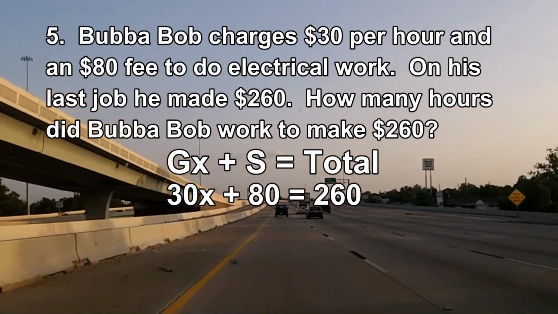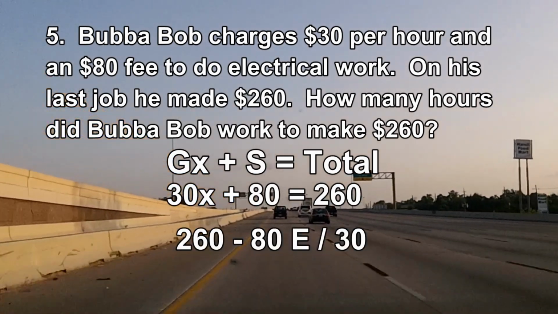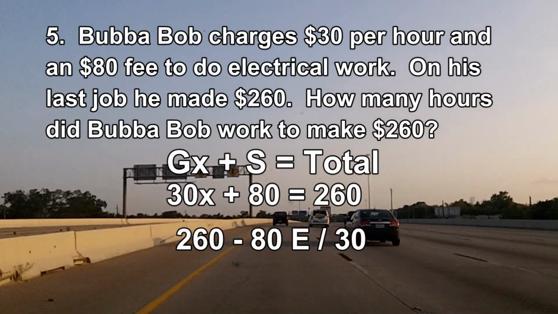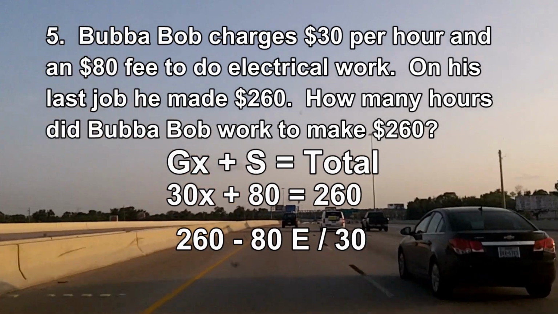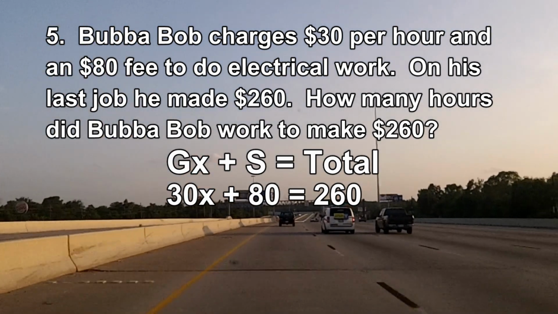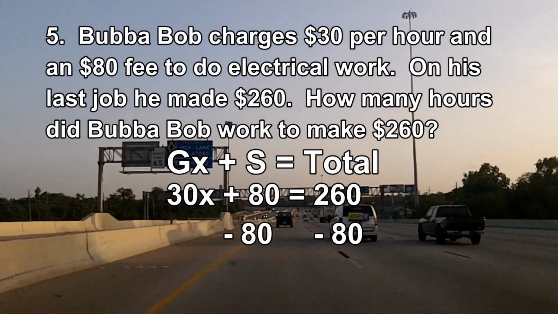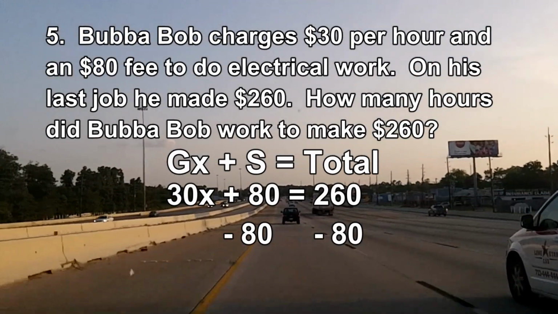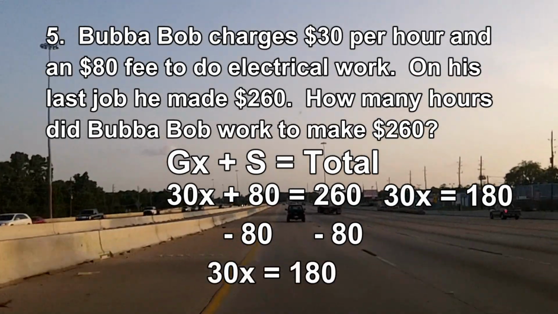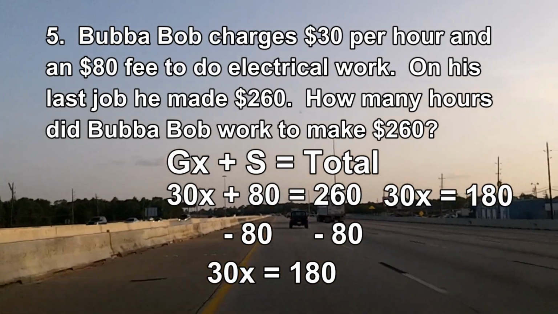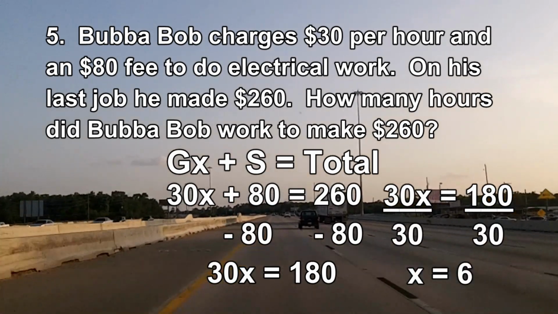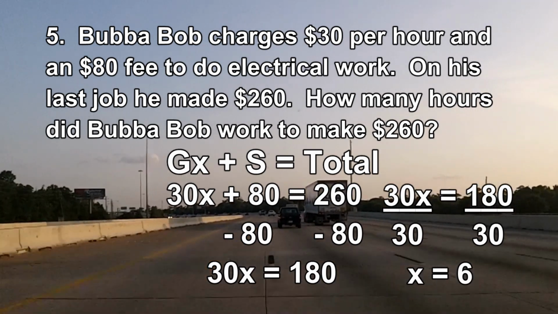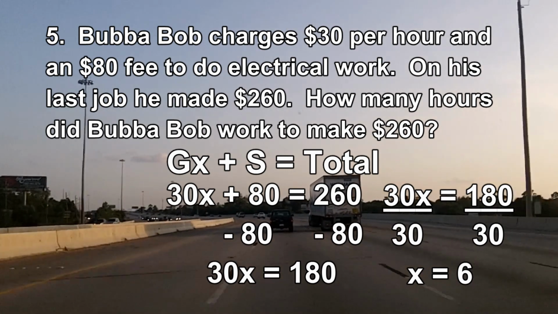Remember, when you get the equation in this form, you can keystroke your calculator. Start with the 260, move over the positive 80 by minusing 80, hit enter, and divide by the coefficient of 30. To do this by hand, let's subtract the constant of 80. 260 minus 80 would be 180. Now our equation would be 30x equals 180. Now we'll divide by the coefficient of 30. 180 divided by 30 would be 6. That means at 6 hours, Bubba Bob will make $260.